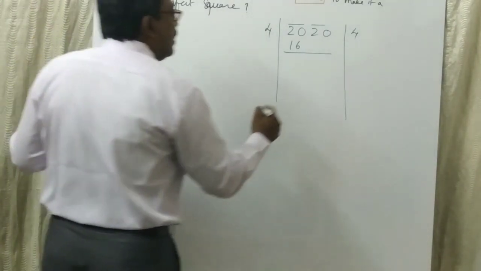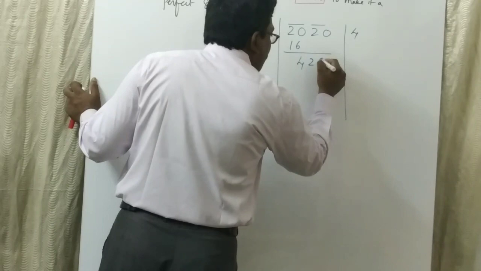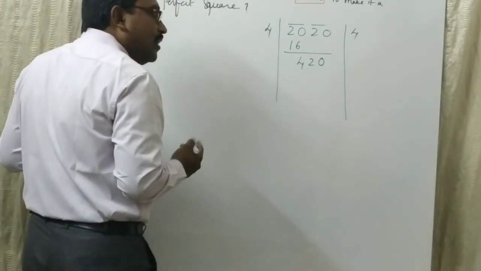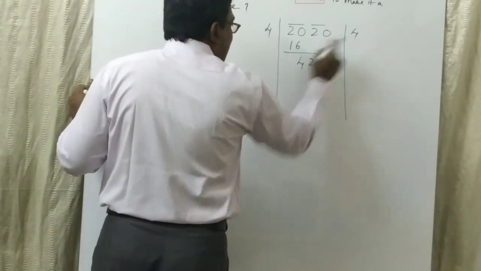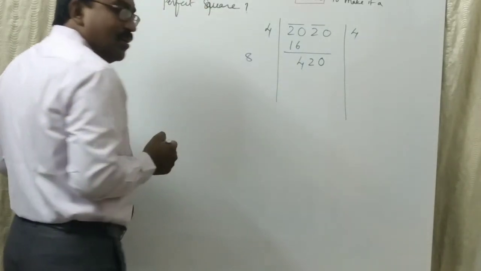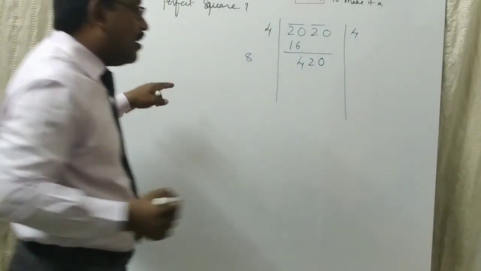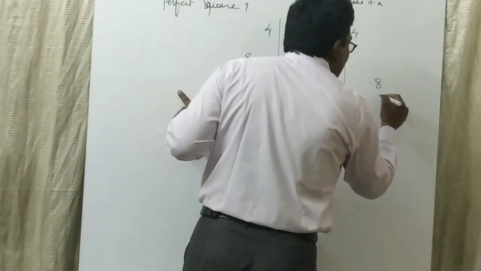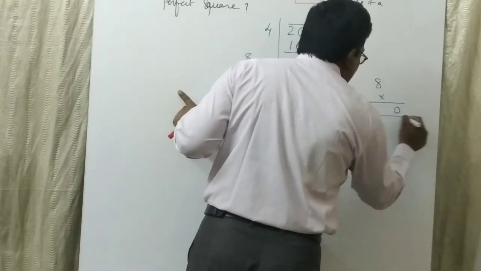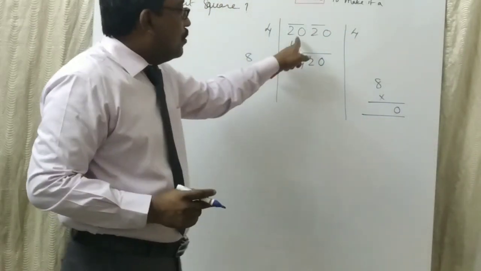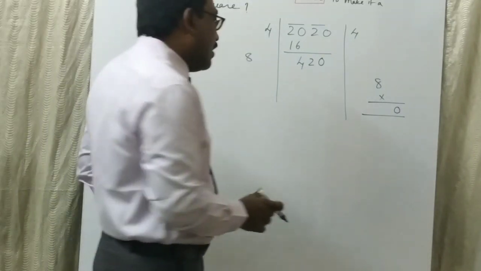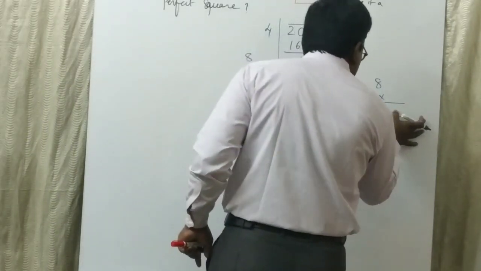Now 20 minus 16 is 4, bring down 20. Now the next step is to double this number, 8. Okay, it is not a perfect square. After taking 8 here and multiplying to get a 0, you won't get it, because 20 is not a perfect square. You won't get any 0.